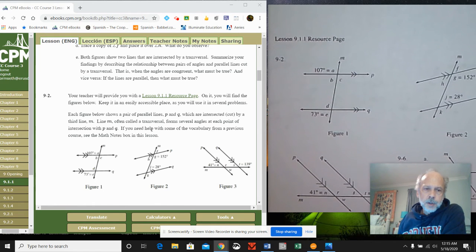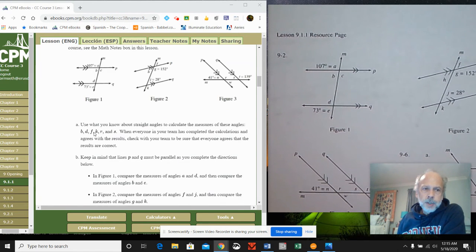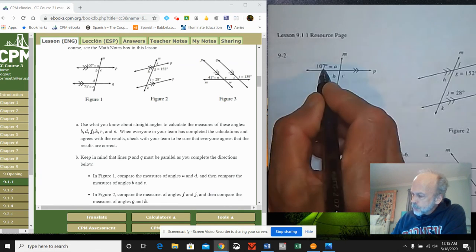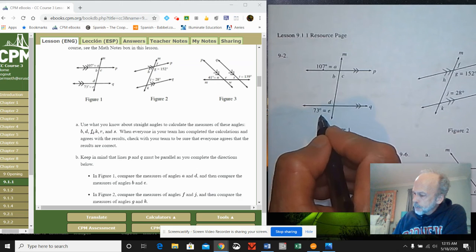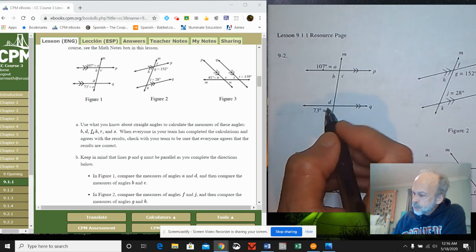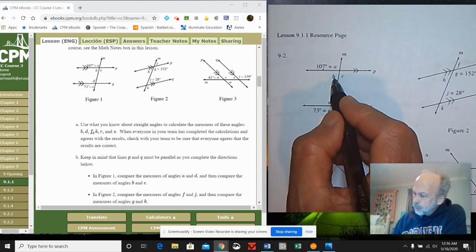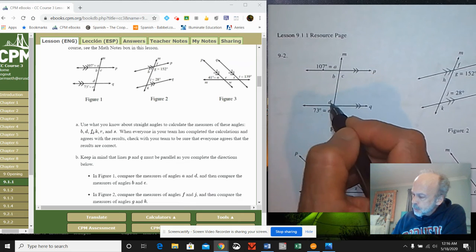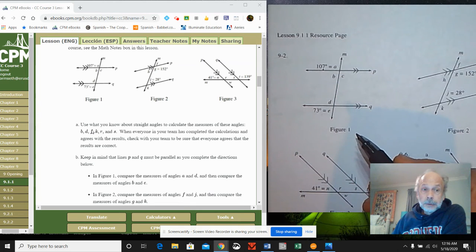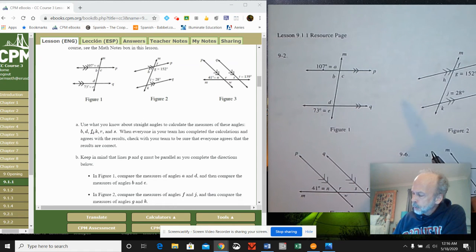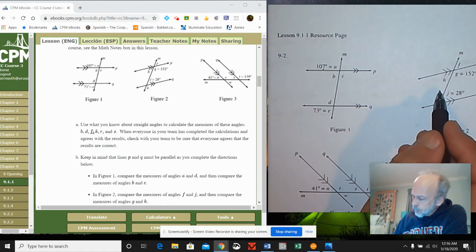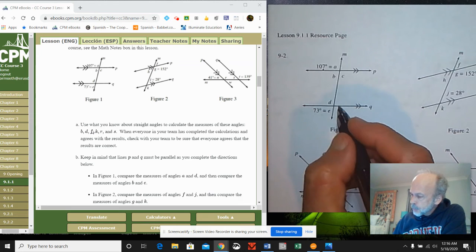And just to get you started, your directions in A say, given that this is 107 degrees and this is 73 degrees, you now need to calculate the measures of B, C, D, and F, which is in the next drawing. You'll do the same thing for the other figures.